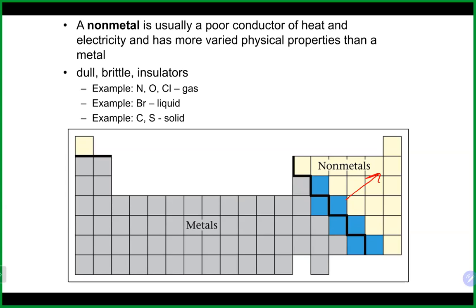Some nonmetals are gases. A lot of those diatomic molecules that are elements that we talked about, like hydrogen, nitrogen, oxygen, chlorine, fluorine, these are all gases. Bromine, which is also diatomic, is a liquid, and things like carbon and sulfur are solids.